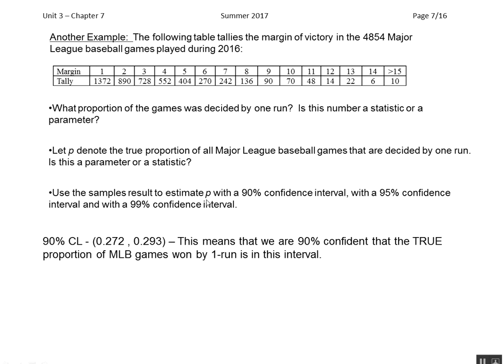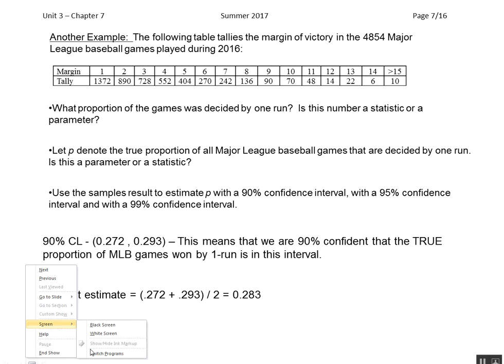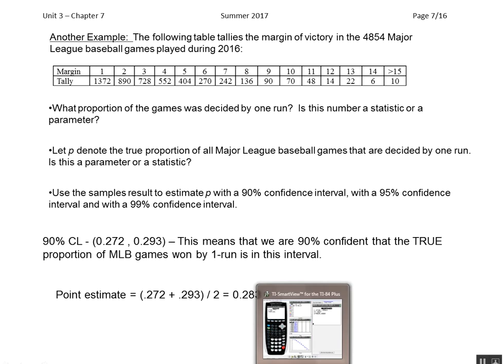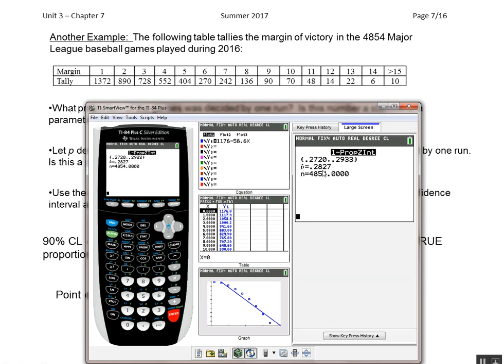But we want to know what is the estimate of the proportion for the population, and that's really the middle, the numbers in the middle there. And the point estimate, we add those two numbers together, the 0.272 and the 0.293, we divide by 2 and we get 0.283, which was really the number we got here from the calculator.